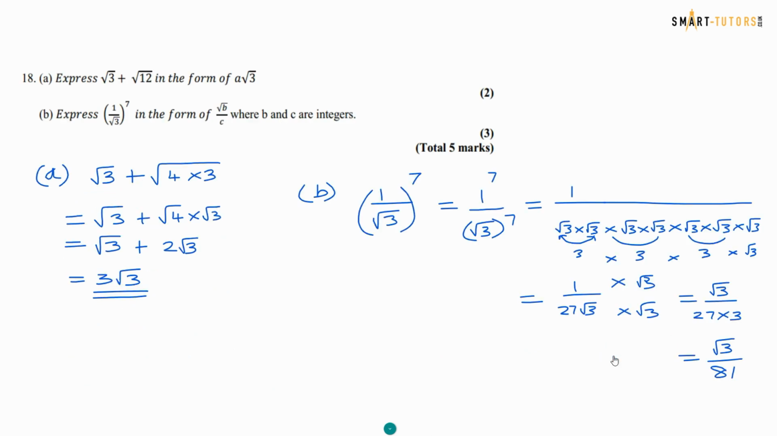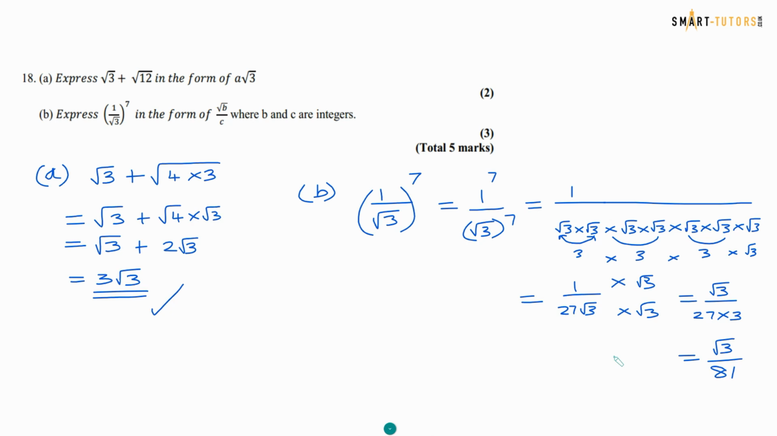Question number 18. Write root 3 plus root 12 in the form of a root 3. Root 12 means root 4 times 3, which is root 4 times root 3. Root 4 is 2, so that is 2 root 3. So 2 root 3 plus root 3 is 3 root 3. That is the answer for A.